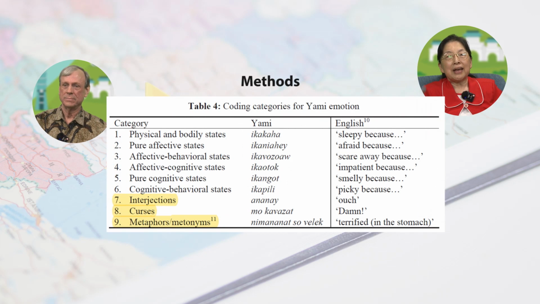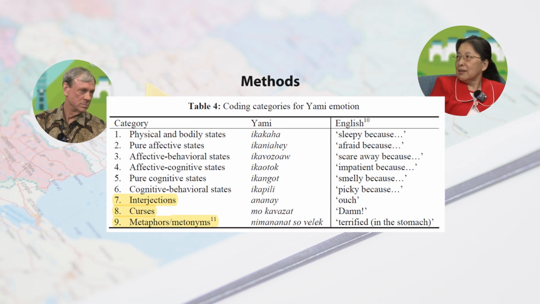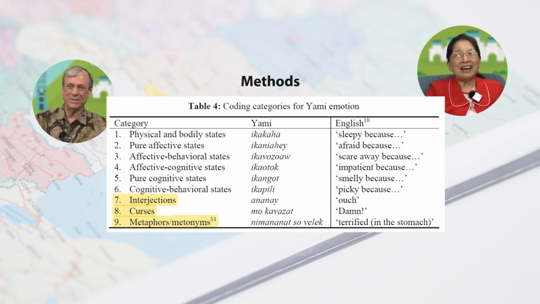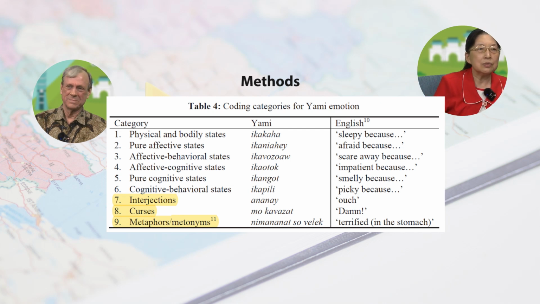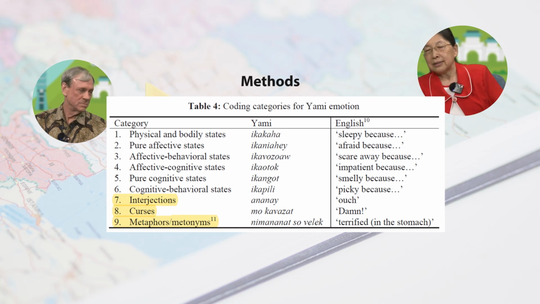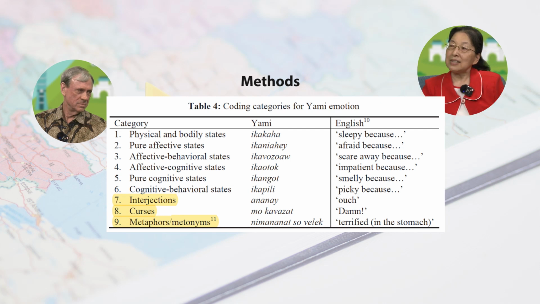When I put all these iga words together, I was also thinking about how, when you express emotion, you might use interjections like, ouch, in English. Or you curse, right, when you're upset. Or sometimes you use some metaphors or metonyms. For example, if you are very terrified, then you have a what in your stomach?